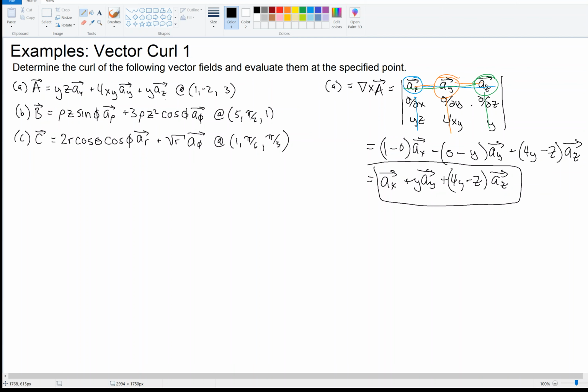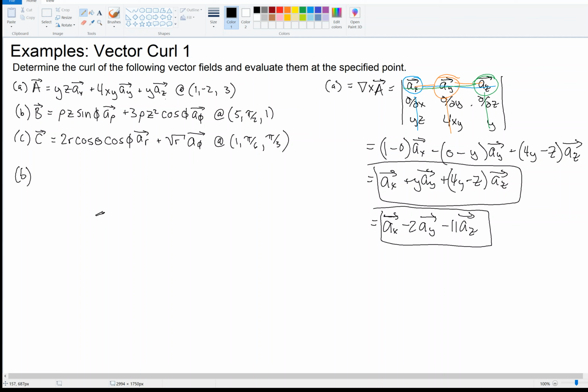Okay, so now we want to evaluate the curl at this point (1, -2, 3). So I plug in 1 for x. Well, there are no x's there, so this thing is independent of x. And then I plug in negative 2 for y, so this gives me minus 2 ay there. And then I've got a minus 8 here, and then a minus 3 for z, so this makes minus 11 az. So that is the curl of this vector field at the point (1, -2, 3). Great. So now we're going to move on to B.